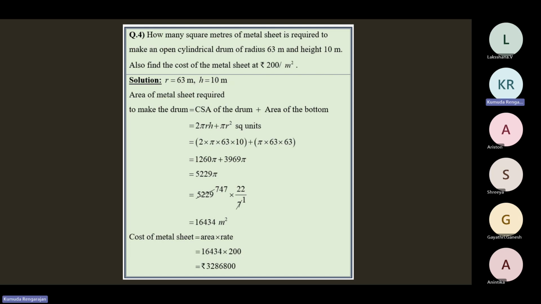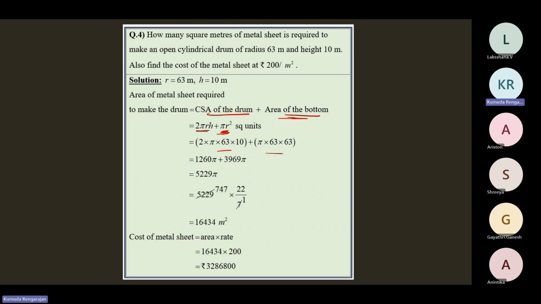In the same way here, the metal sheet is used only to make the CSA and the circular bottom. So what area will you find? You will find the CSA of the drum and the area of the bottom. CSA of a cylinder is 2 pi r h, and the bottom is a circle, so the area is pi r square.